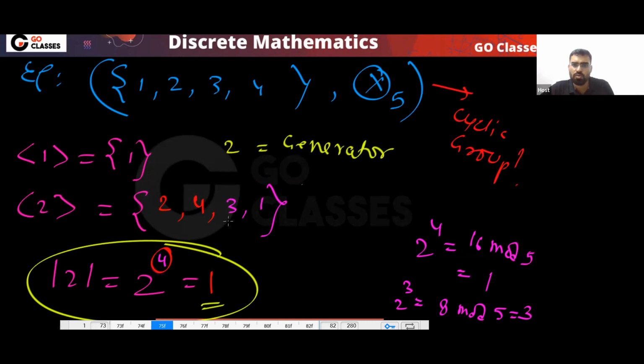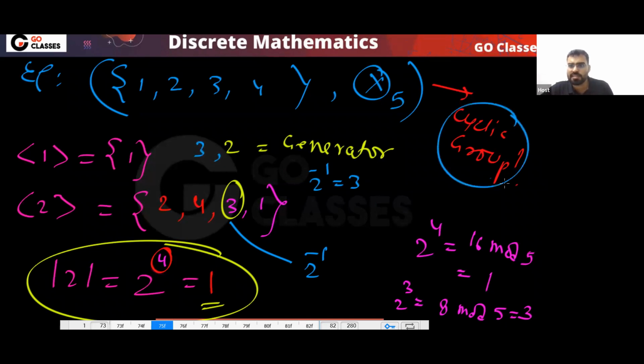And what is the inverse of 2? You don't have to go anywhere. You don't have to calculate again. This is your inverse of 2. So 2 inverse is 3. So I can say this 3 is also a generator. 2, 3, these are the generators. So this is a cyclic group. Can I say this is a cyclic group? Yes, this is a cyclic group.